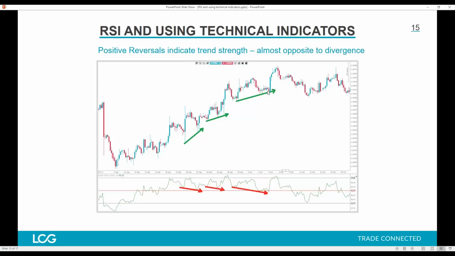So the opposite would be the case for a negative reversal, which would be when you're in a downtrend, and instead of focusing on the lows like you would with divergence, you're looking at the highs. You're looking for an example where price has made a lower high, but the momentum has made a higher high.